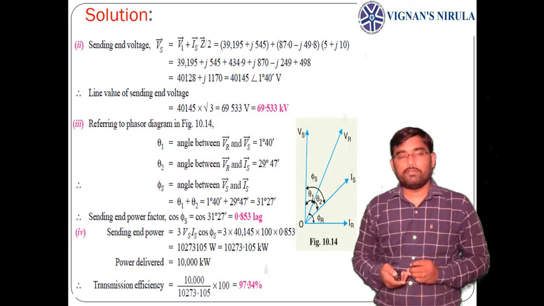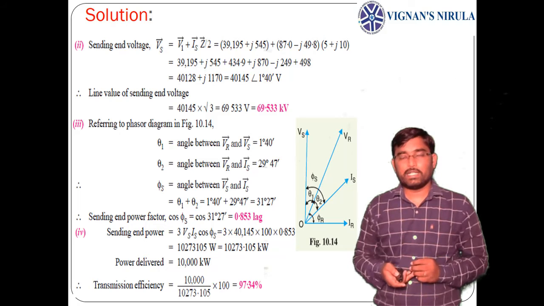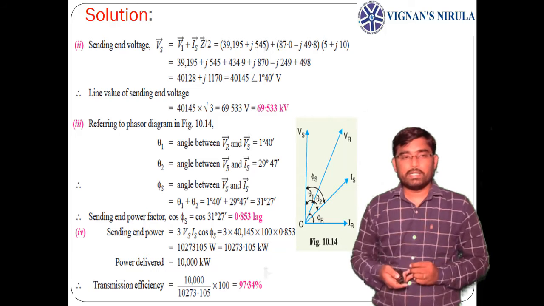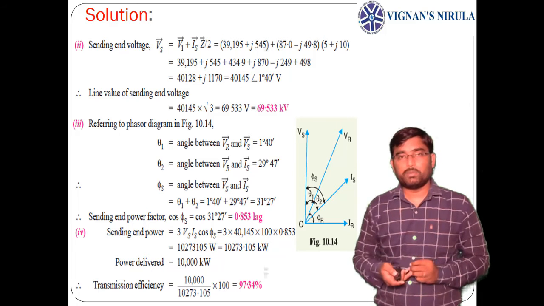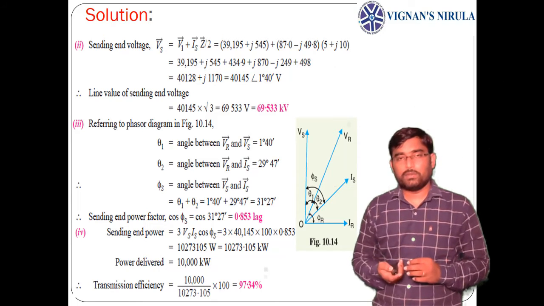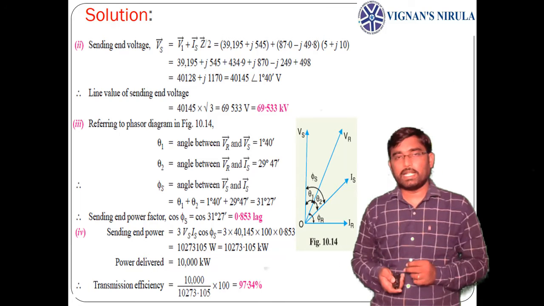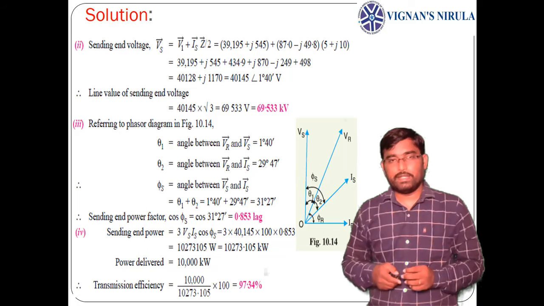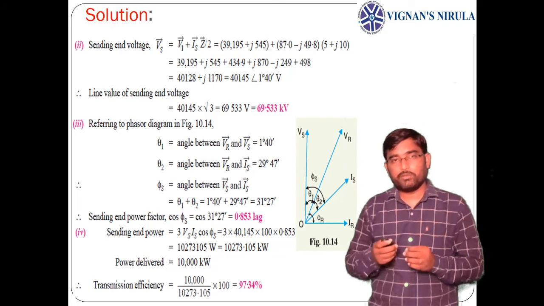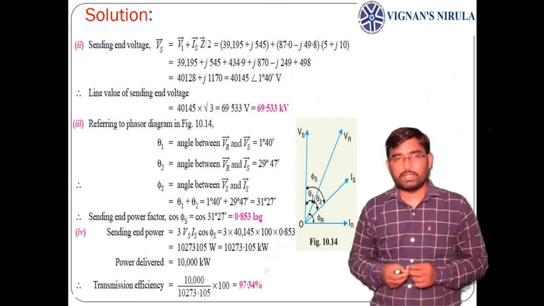Now if you want to find the sending end power factor, see the phasor diagram. There theta 1 is the angle between VR and Vs, which is 1.4 degrees. Theta 2 is the angle between VR and Is, which is 29.4 degrees. By adding theta 1 and theta 2, we get the sending end power factor angle phi s as 31.27 degrees. By taking cos of phi s, we get the sending end power factor as 0.853 lag. Of course, we can find the sending end power factor angle by other means also. Just by taking the phase angle difference between Vs and Is, we can easily get the sending end power factor angle instead of going for theta 1 and theta 2.